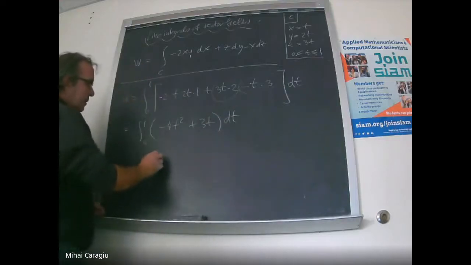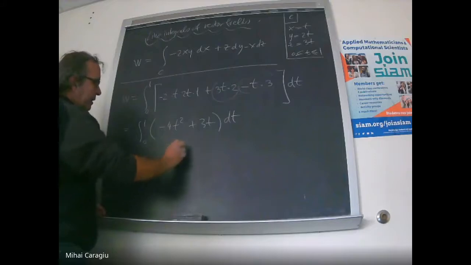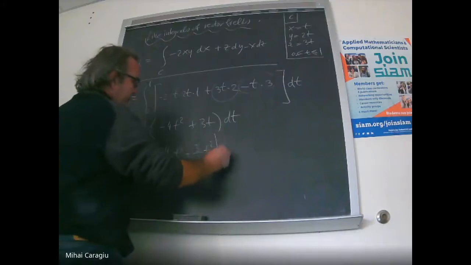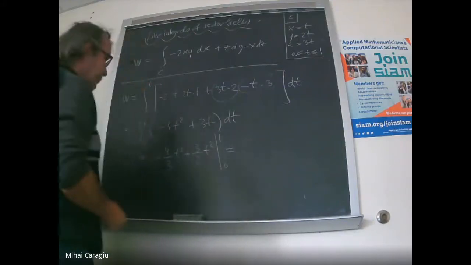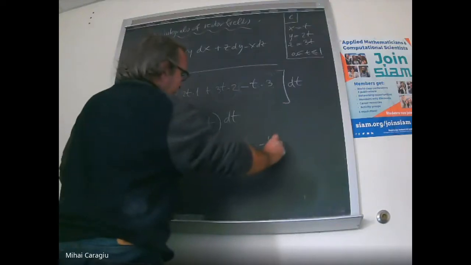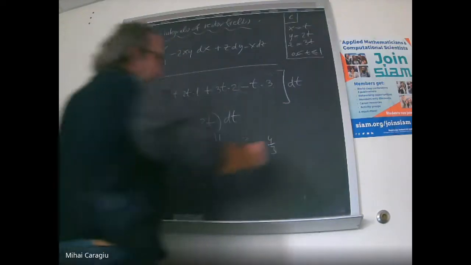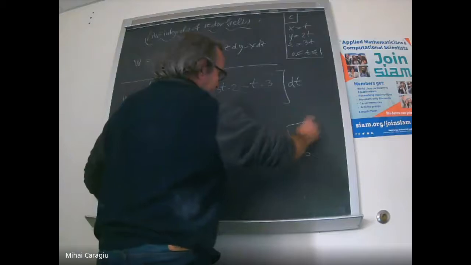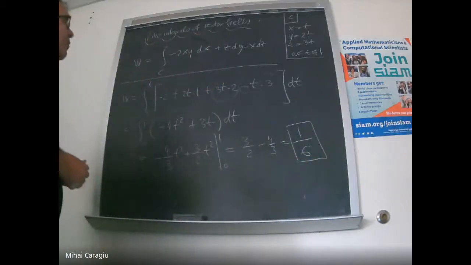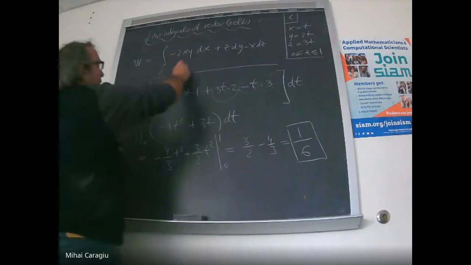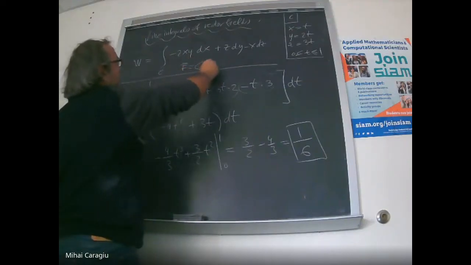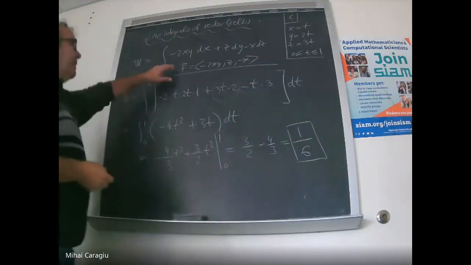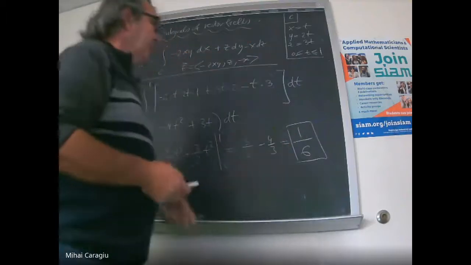That will be minus 4 over 3 t cubed plus 3 over 2 t squared from 0 to 1. That will be 3 over 2 minus 4 over 3, that will be 9 minus 8 over 6, which is 1 over 6. So in other words, the work done by the force field, what force field? This force field is minus 2xy, z, and minus x. So the work done by this force field along the curve C is 1 over 6.